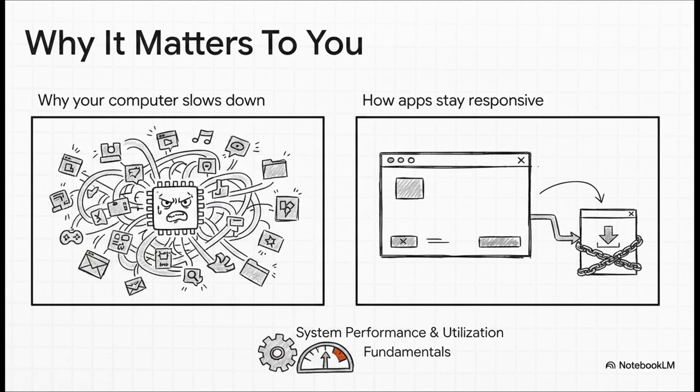Why does your computer get so slow when you open a ton of apps? Well, it's because the CPU is spending all its time just switching between a huge line of ready processes. How does an app stay responsive even when it's doing heavy work? Because it can put the long, slow tasks in a blocked state while the user interface keeps running. It all comes back to this.